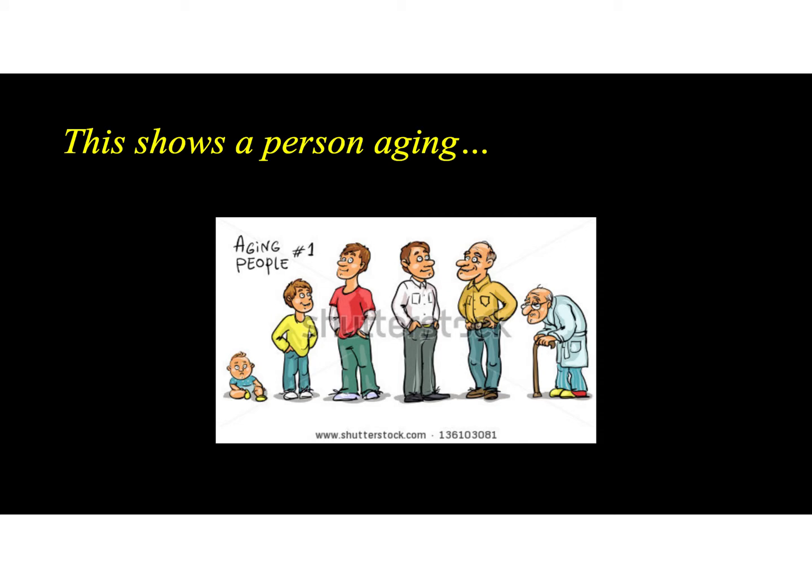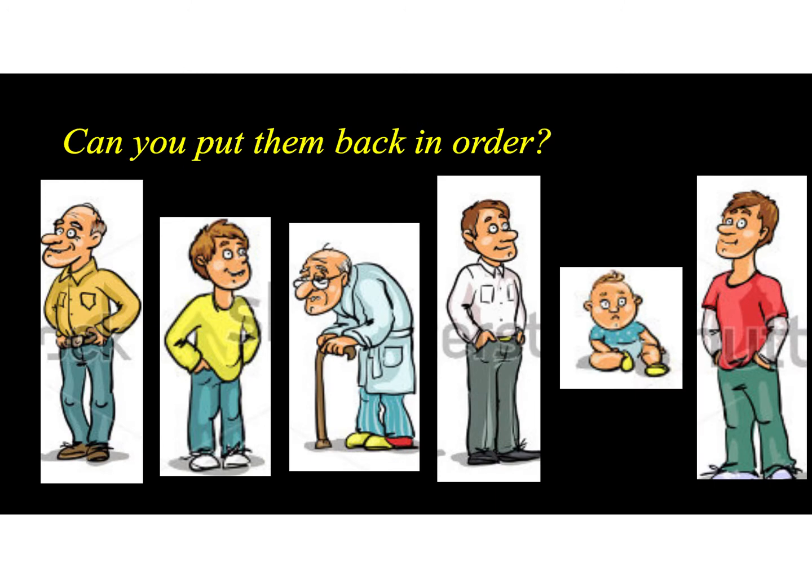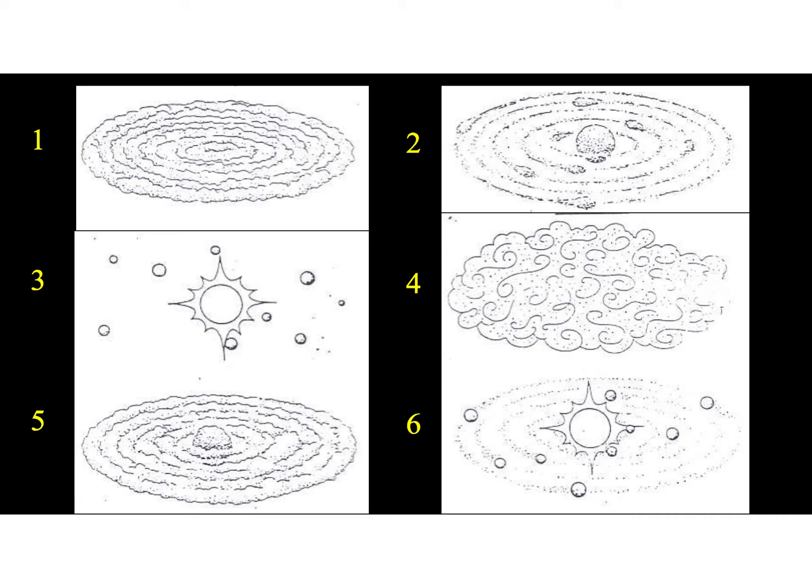Here's an example. In this picture, you see a baby, a young boy, a young man, a middle-aged man, an older man, and a very elderly man. These are all representing one person at different stages of his life. Now what if I mix up the pictures? Could you put them back in order? Of course you could. You can tell how this man aged over time just by seeing a few snapshots of him throughout history. Now back to the nebular theory.